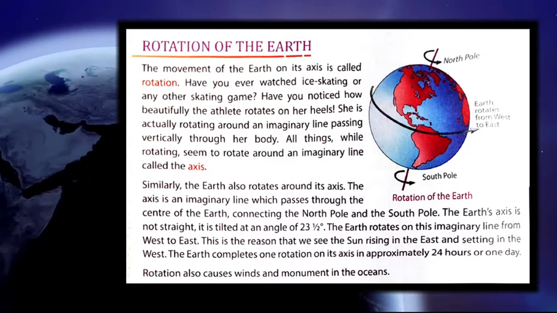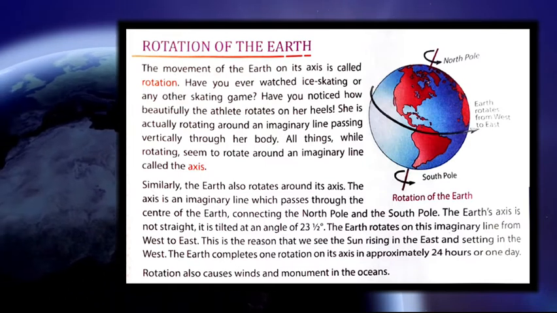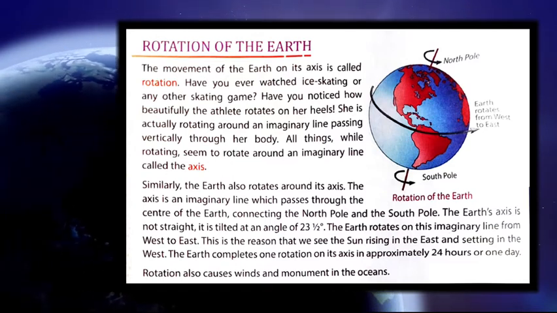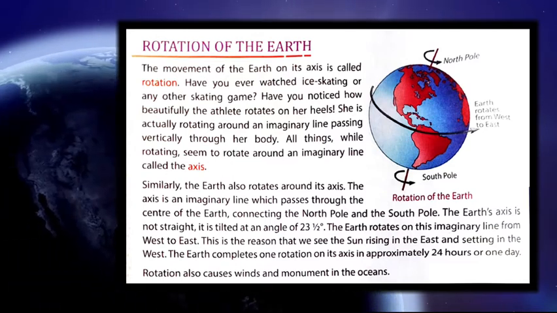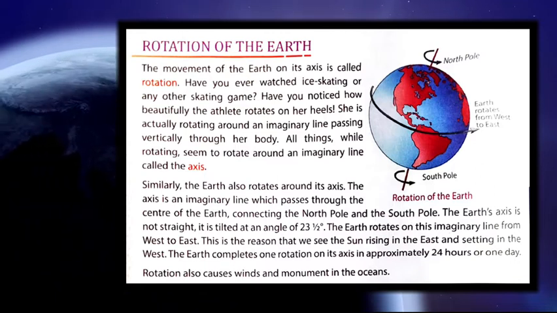It is tilted at an angle of 23.5 degrees. The Earth rotates on this imaginary line from west to east. This is the reason that we see the sun rising in the east and setting in the west. The Earth completes one rotation on its axis in approximately 24 hours, or 1 day.